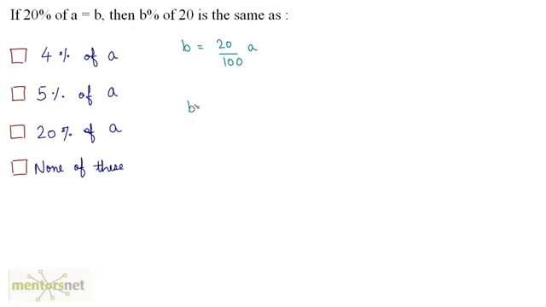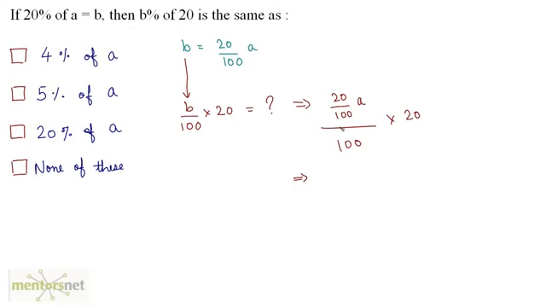So B% of 20 can be written as, let's do it in another color, B% of 20. So B upon 100 times 20 is equals to what? So this is equal to, put this value of B here. So B is 20 upon 100 A. So 20 upon 100 A divided by 100 times 20. So this is equivalent to, this 100 comes down, so 20A times 20 upon 100 times 100.